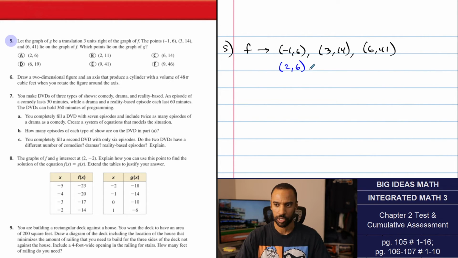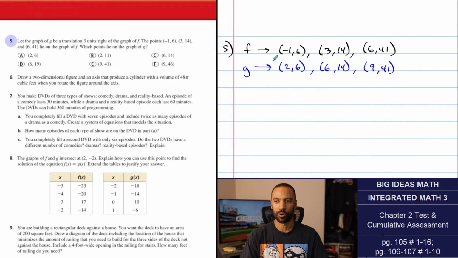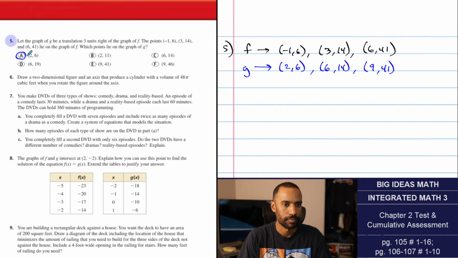Is this one of my options on here? 3 plus 3 is 6. Is 6, 14? Because these are points on G. The question is, are these among my options? And add 3 to this one and you get 9. 9, 41. So these are 3 points for G. Are they on here? 2, 6 is on there. That's A. Okay. 6, 14 is on here. That's C. And 9, 41 is on here. That's E.